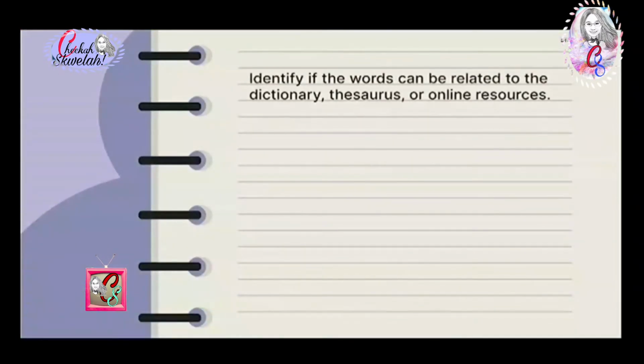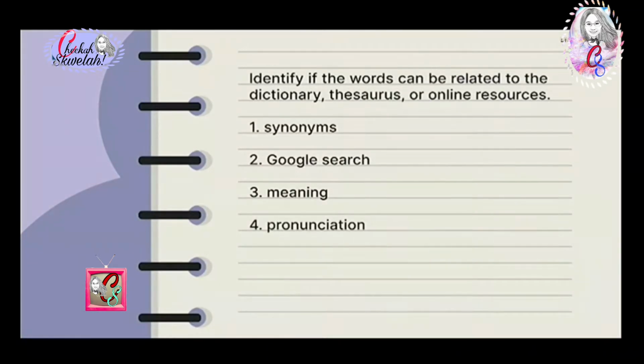Identify if the words can be related to the dictionary, thesaurus, or online resources. Get ready with your pen and paper, children. Number 1, it's synonyms. For number 2, Google search. And now, number 3, it's meaning. Next one is pronunciation. And for the last one, it's Mozilla Firefox.